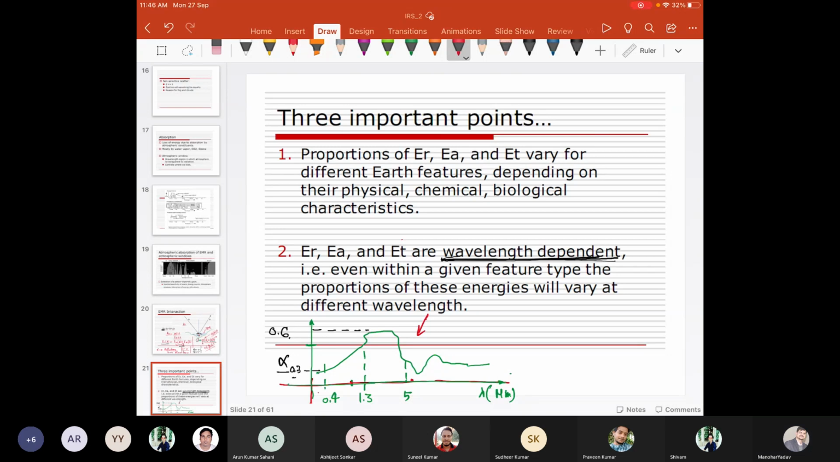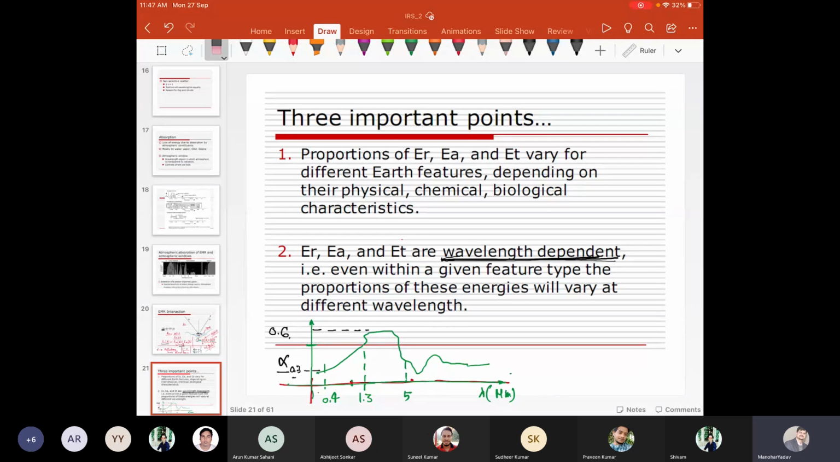Like in this case, let's assume it is a simulated plot for a particular object, where alpha changes with respect to wavelength in this way, the way it is plotted in the graph. Fine. And I said that considering point number 1 and 2, this change is required for remote sensing, and it is a very important property. Why is it so? Let's see over here.